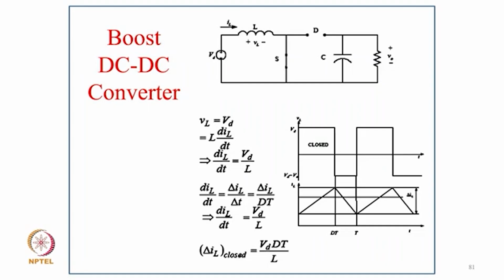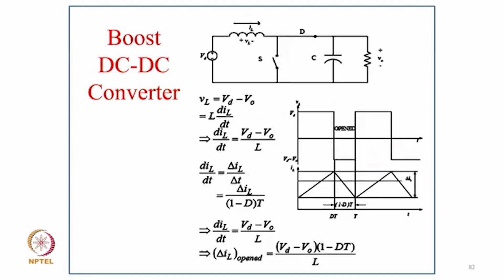When the switch is closed, you can see the diode is open circuit, and the inductor voltage is there across. So VL equals VD during switch on, and that is equal to L dIL upon dt, or dIL upon dt equals VD upon L, or dIL upon dt equals delta IL upon D into T. So dIL upon dt is VD upon L, or delta IL closed equals VD into DT upon L.